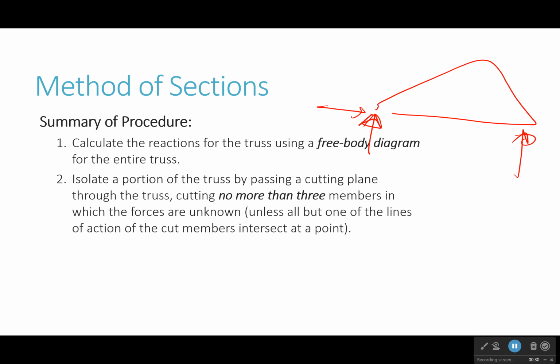And then we're going to figure out a portion of the truss that we want to actually solve for, making sure we cut through no more than 3 members. The reason that we have that number 3 there is because with the method of sections, you get all 3 equilibrium equations. Some of the forces in the x are horizontal, some of the forces in the y are vertical, and some of the moments about a particular point. So if you cut through more than 3 members, you can't actually solve it. You'll be stuck.